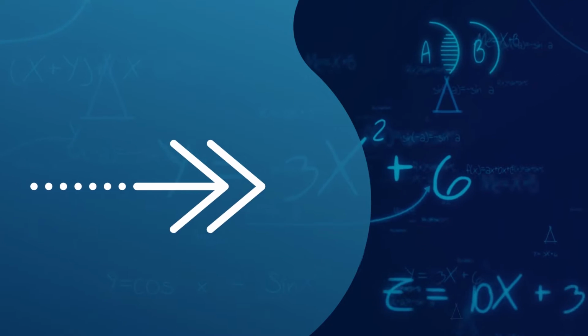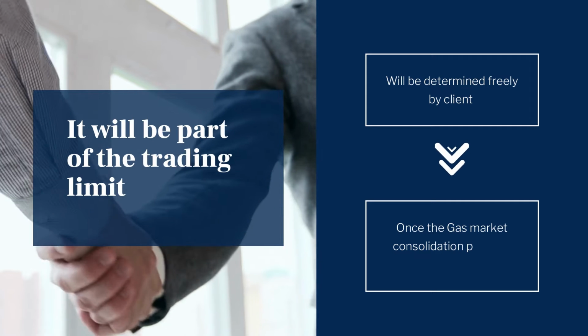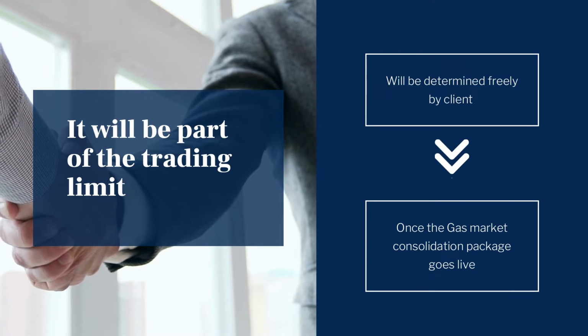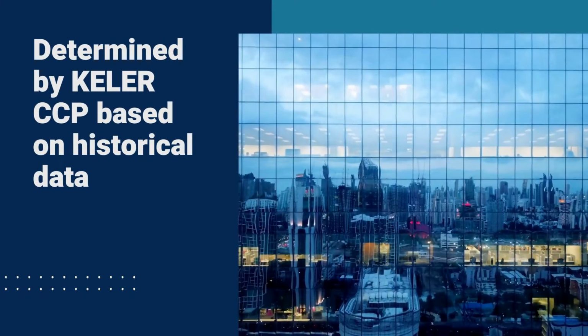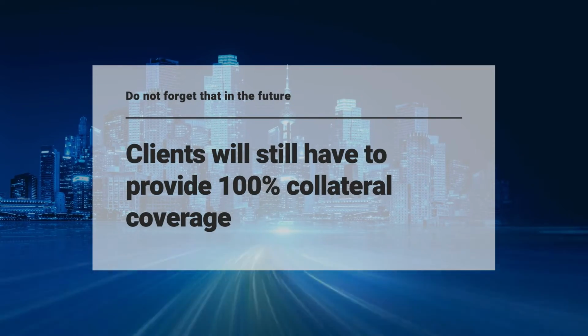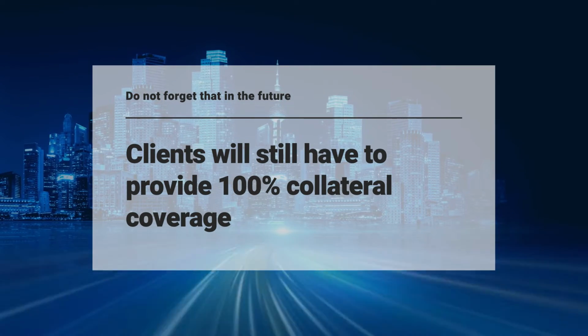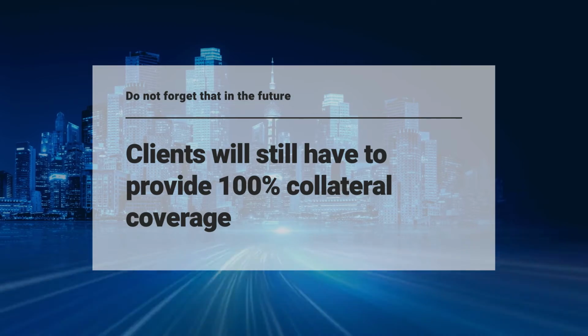So continuing with the calculation, on the CEEGEX market, clients have to place collateral as initial margin, or we call it turnover margin or spot margin as well. The amount of this margin will be that part of the trading limit, which will be determined freely by clients once the gas market consolidation package goes live. But until then, this margin is determined by Keller CCP based on historical data. Please do not forget, it is and it will be a must in the future either that clients provide 100% collateral coverage for their natural gas buying positions, which will constitute their trading limit.